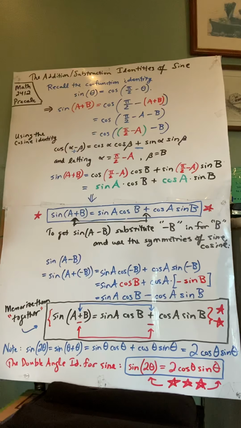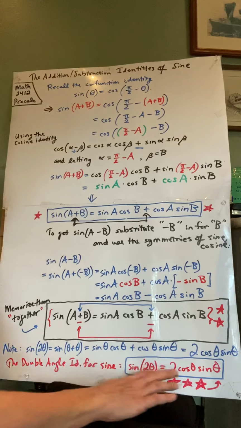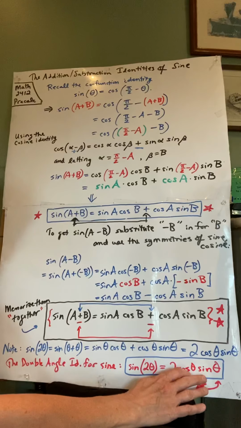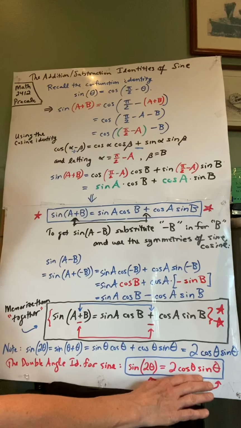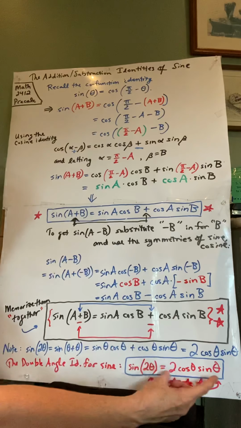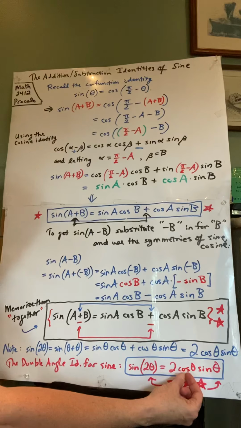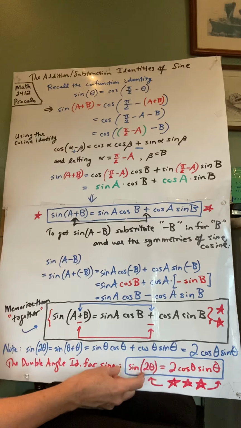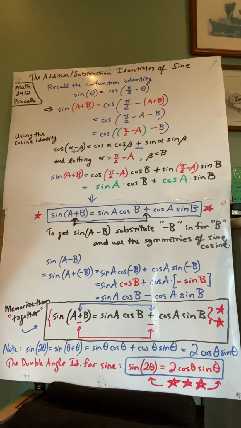That is going to save you so much grief when you're trying to integrate a product of a sine and cosine. Just get that constant 2 in front of it, and you can squinch the cosine sine product, instead of taking an integral of that, to just taking the integral of the sine of twice the angle. This double angle identity for the sine gets used a lot.